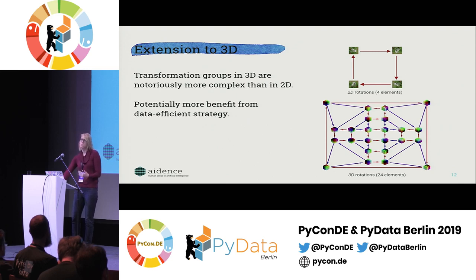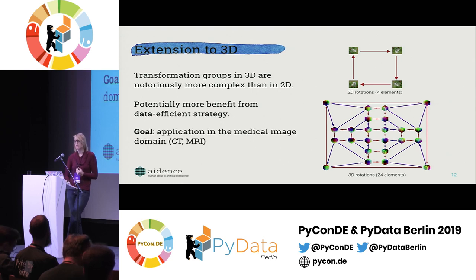But the reason why we were doing this is because in the 2D case, it already proved that using group equivariant neural networks was data efficient. And in 3D, using data augmentation is already a bit more complicated because you have so many options, and also in the medical domain where I work, large data sets are pretty hard to come by. You need labeled annotations from experts, from doctors, and honestly, you often run into the problem that you don't have enough data. So we were really interested to see if we could apply this to medical image data.